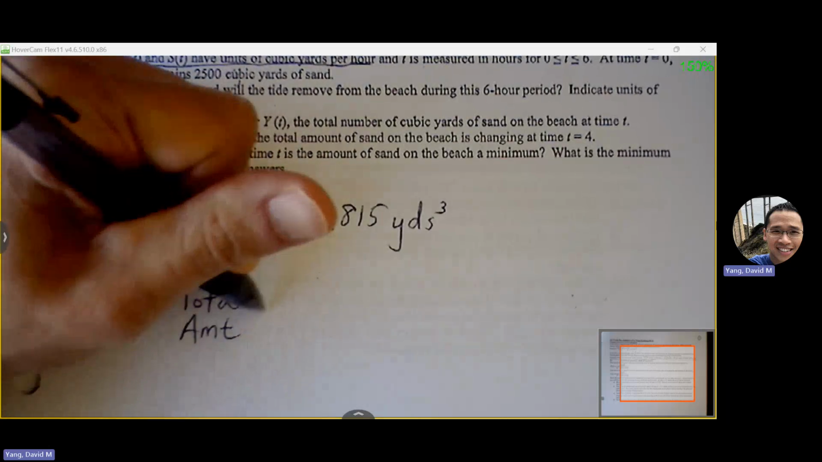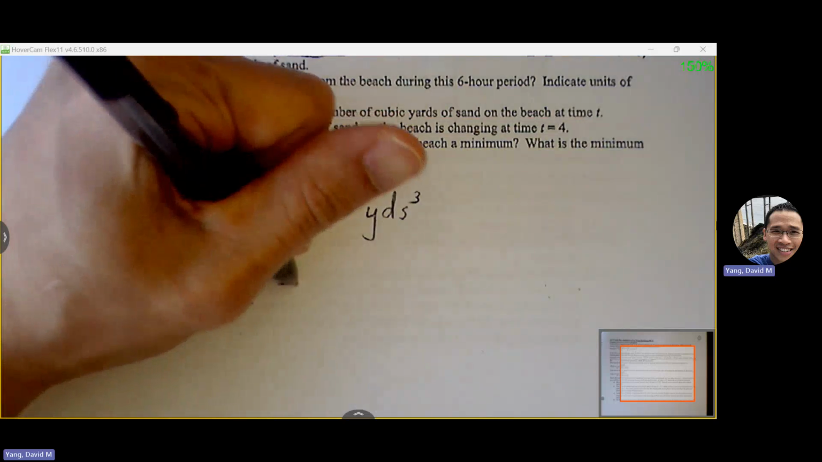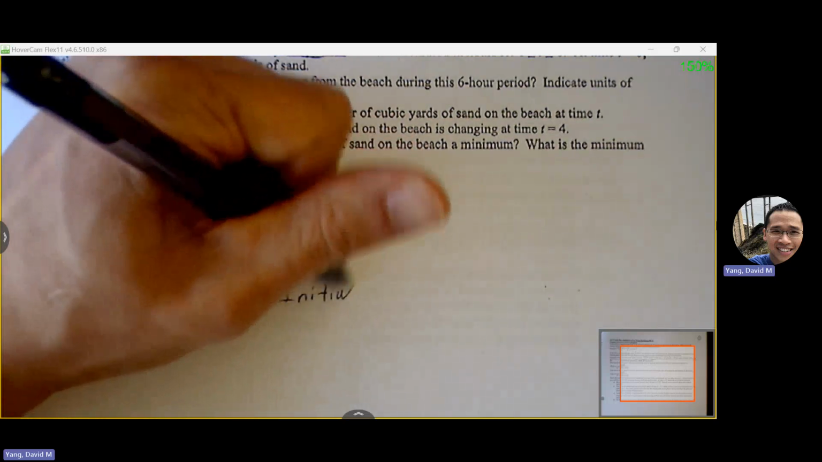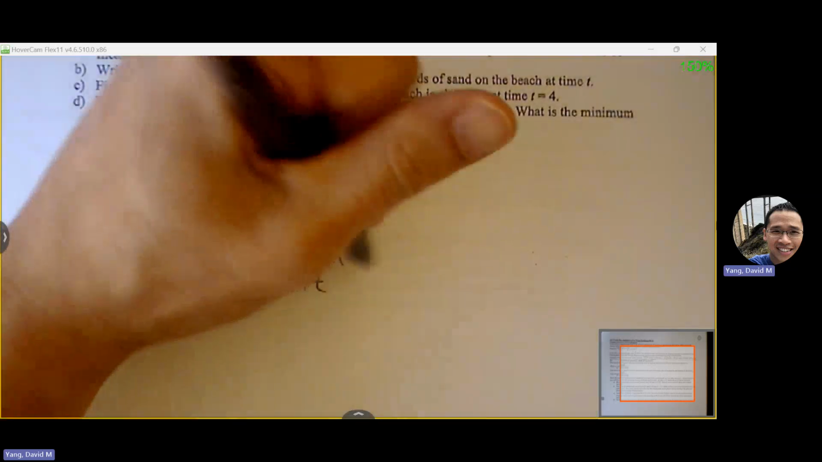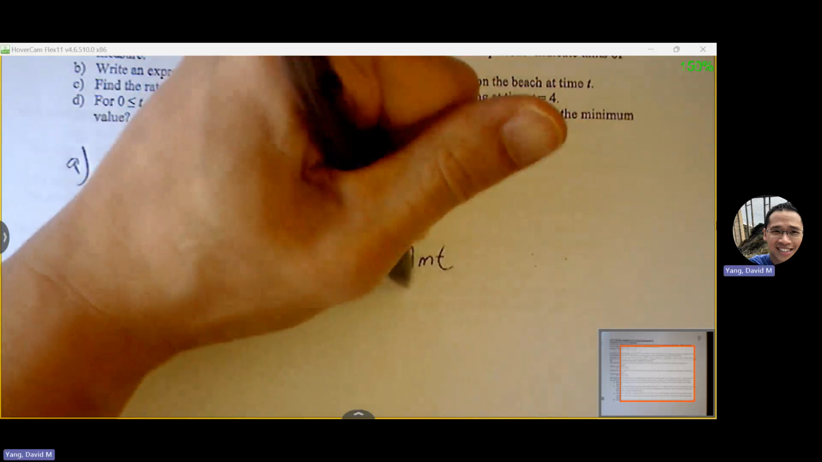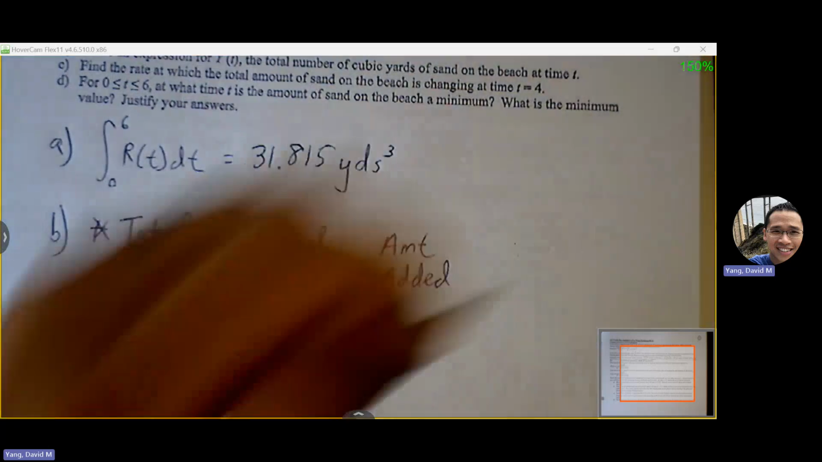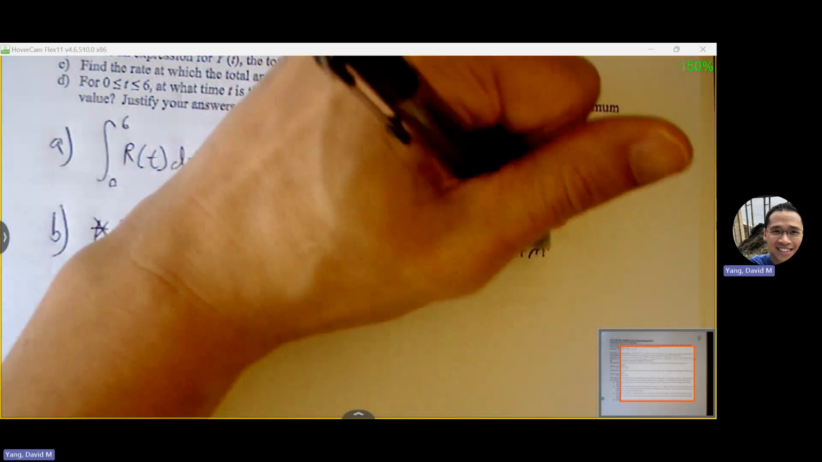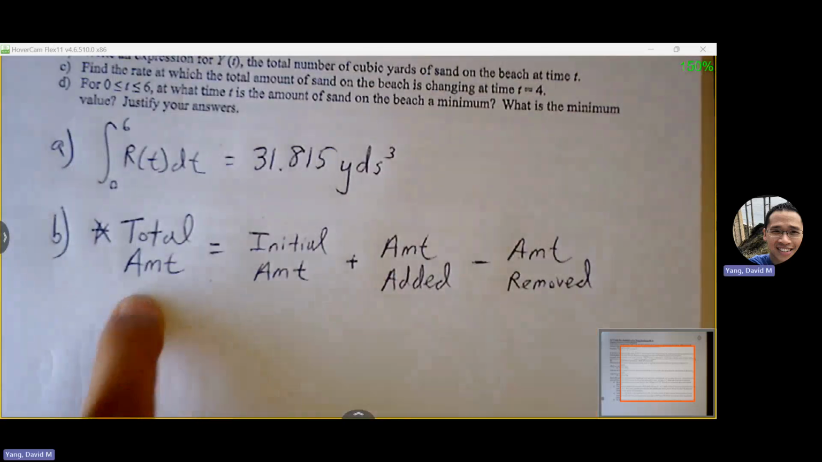If I'm looking for the total amount of anything, could be the total number of people, could be, in this case, total amount of sand, we're always going to have to keep track of what is the initial amount to begin with. What does the problem tell us is there at the beginning of the problem? And then from that, we're going to add the amount that has been added over a certain period of time. And we're going to subtract out the amount removed. And that will tell us how much there is left over.